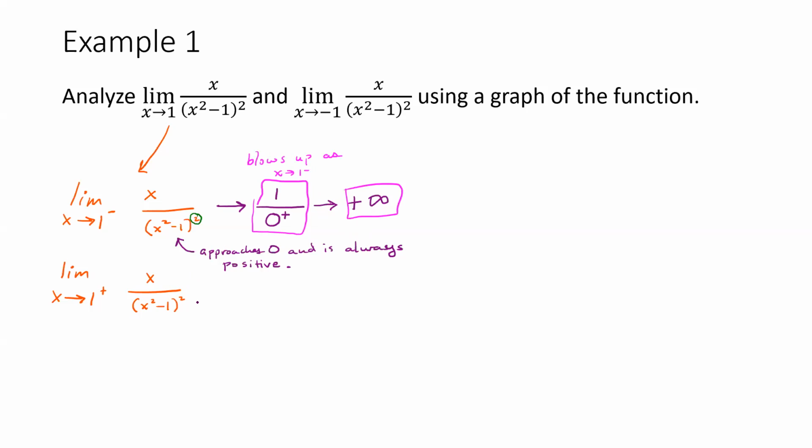And I think we can probably make the same argument here. In other words, approaching from the right doesn't really make a difference because again, that square here ensures that it's always going to be positive in the denominator. So putting these two pieces together, the limit as x approaches 1 of x over x squared minus 1 squared, since it approaches positive infinity from the left and positive infinity from the right, we'll just say it equals positive infinity.